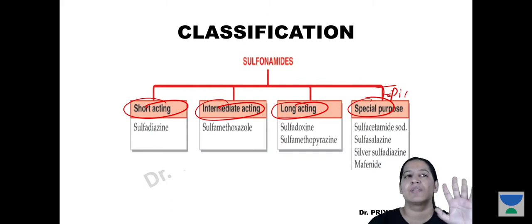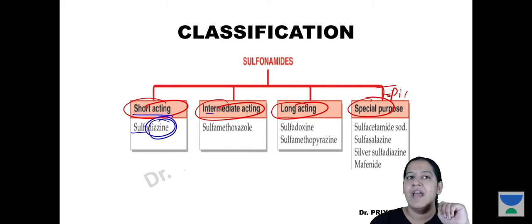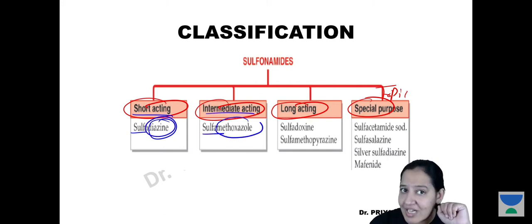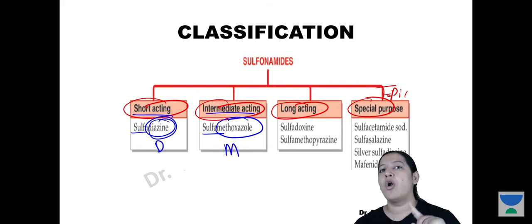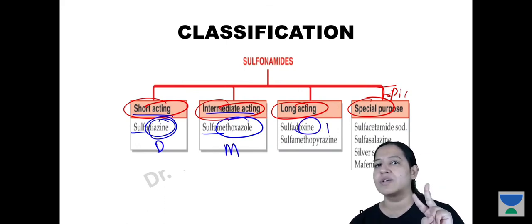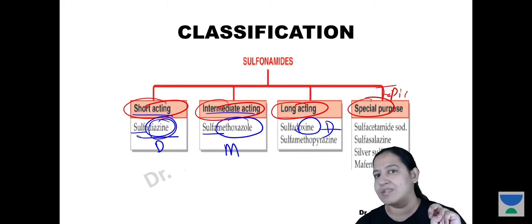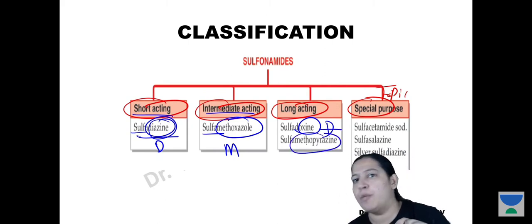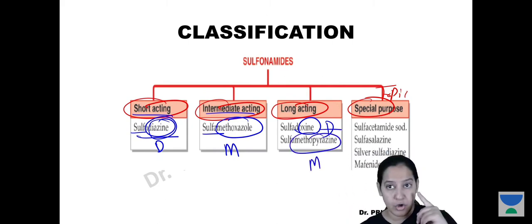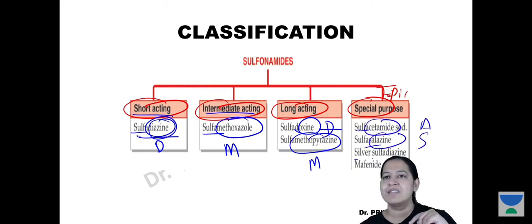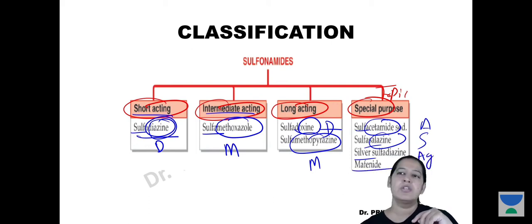Please, there is no skip. Short acting, only one drug, sulfadiazine. Intermediate, sulfamethoxazole. sulfa तो सब में आएगा. ये डायजिन है, ये मेथोक्साजोल है. लॉन्ग एक्टिंग में 2 ड्रग्स है, सल्फा डॉक्सिन. ये डायजिन था, ये डॉक्सिन है. और सल्फा मेथोपैरामिन. टॉपिकल में सल्फा एसिटामाइड, सल्फासालाजिन, silver sulfadiazine, और mafenide. So you have to learn the classification.